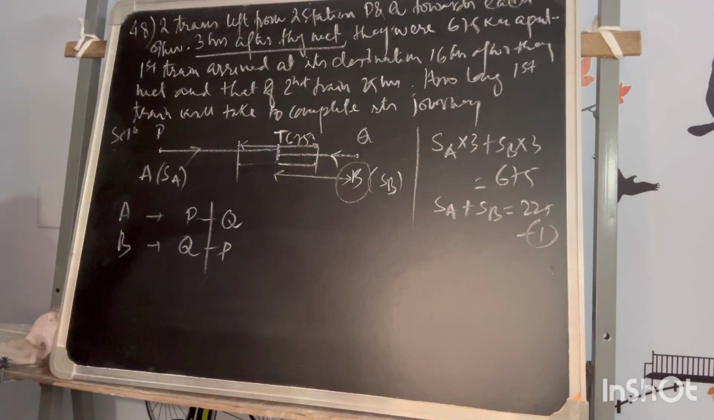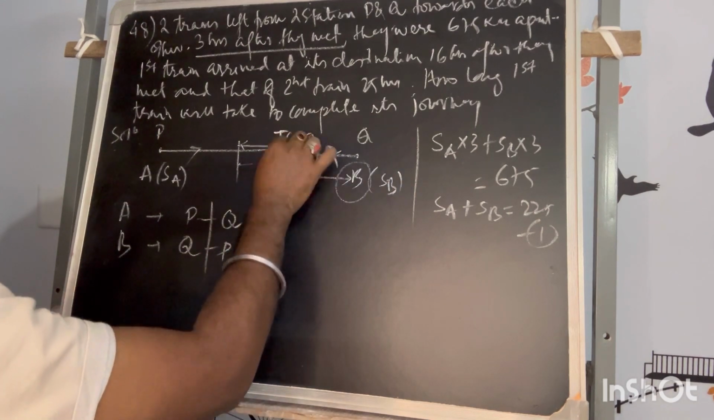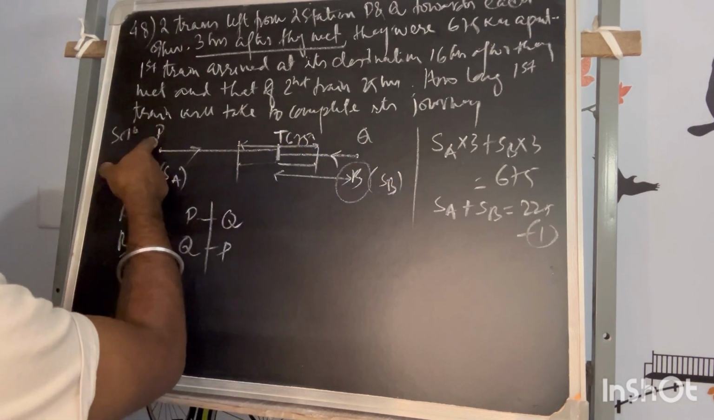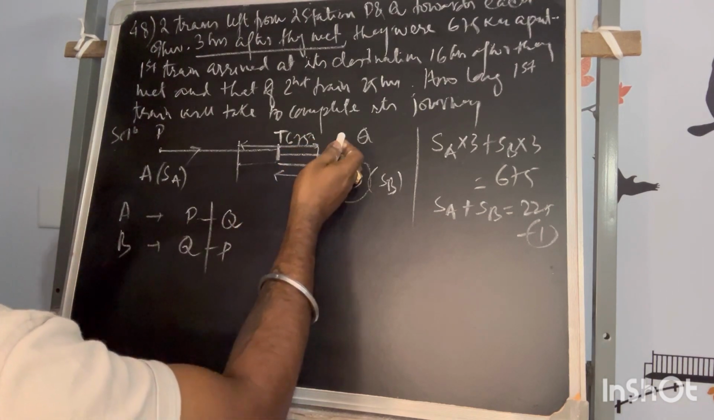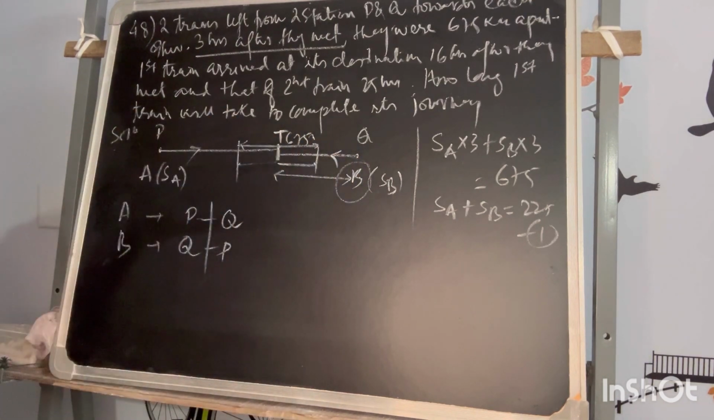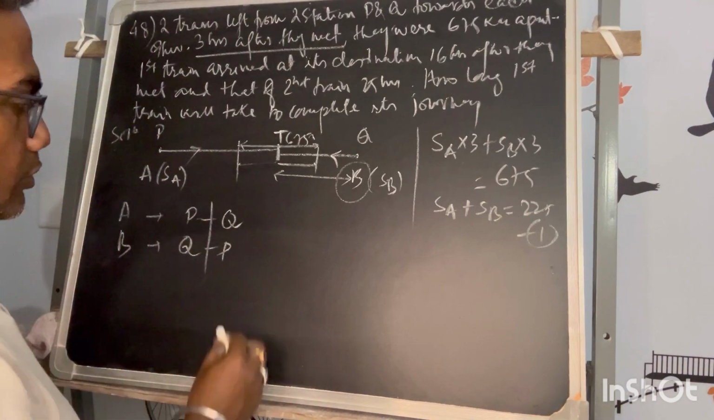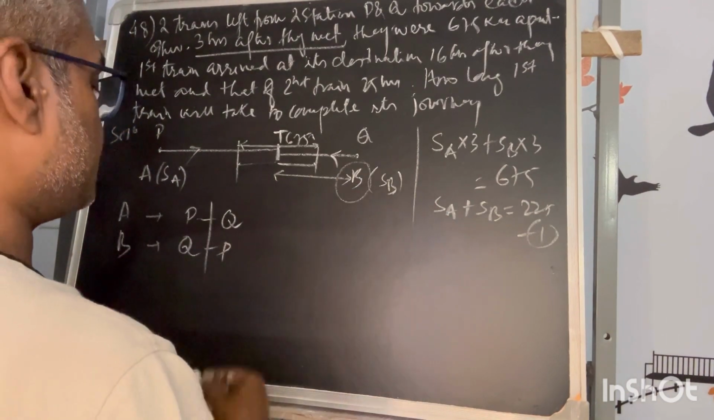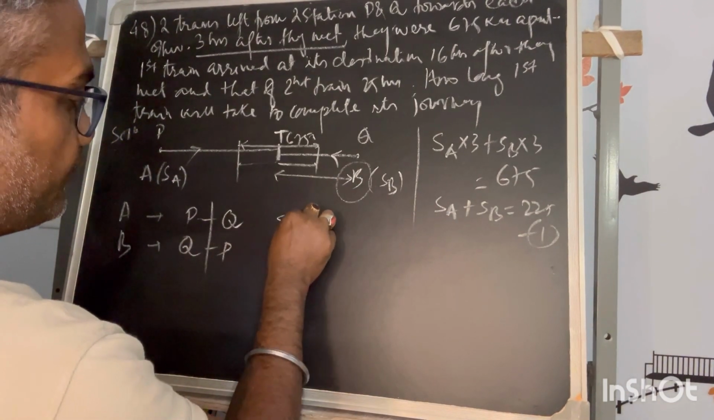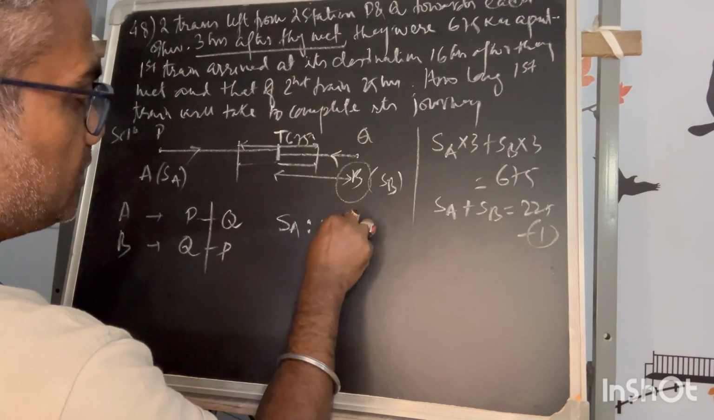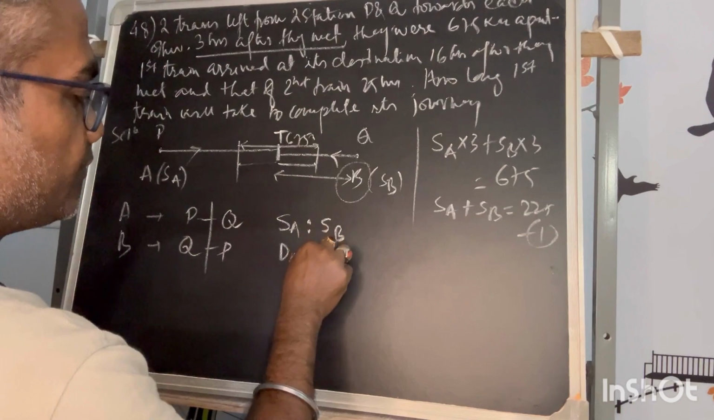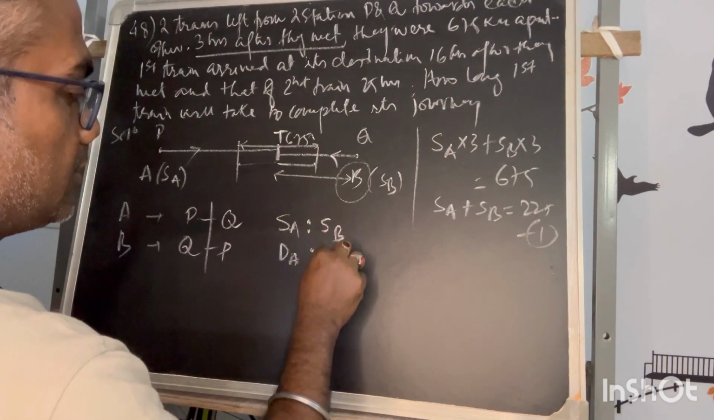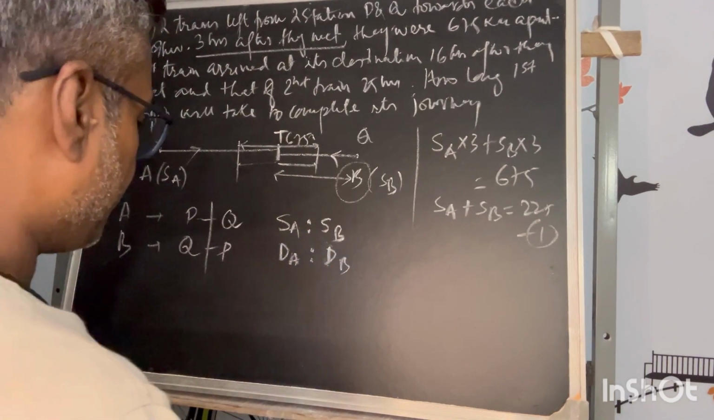For the remaining one, B is covering this much distance before they met, and A covers the same distance in 16 hours. But it is not said how much time B has taken before they met. So as we have taken SA and SB as the speeds, their distances are also in the ratio of their speeds.